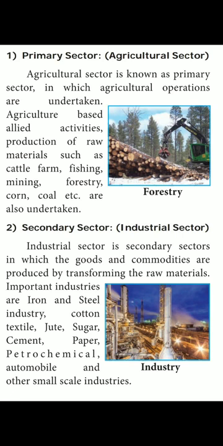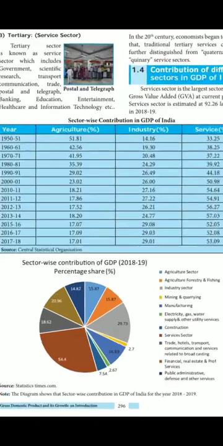Okay, so next, the second one is the secondary sector. Secondary sector is also called the industrial sector. The industrial sector is the secondary sector in which goods and commodities are produced by transforming the raw materials. Important industries are iron and steel industry, cotton textile, jute, sugar, cement, paper, petrochemical, automobile, and other small scale industries. These are the secondary sectors.